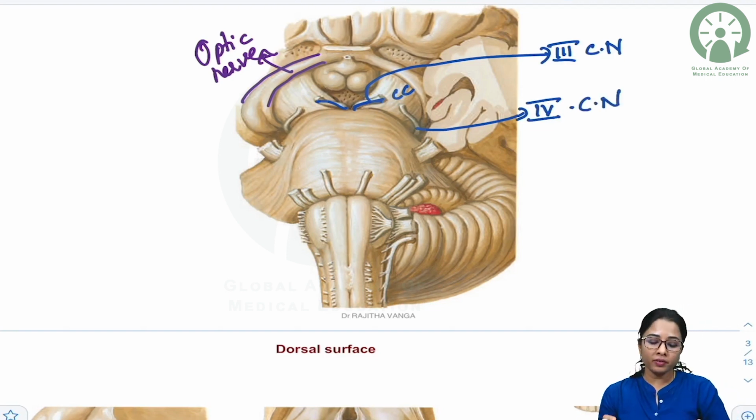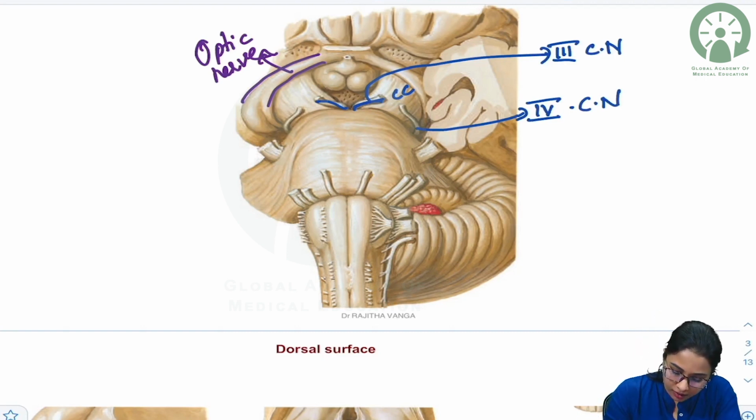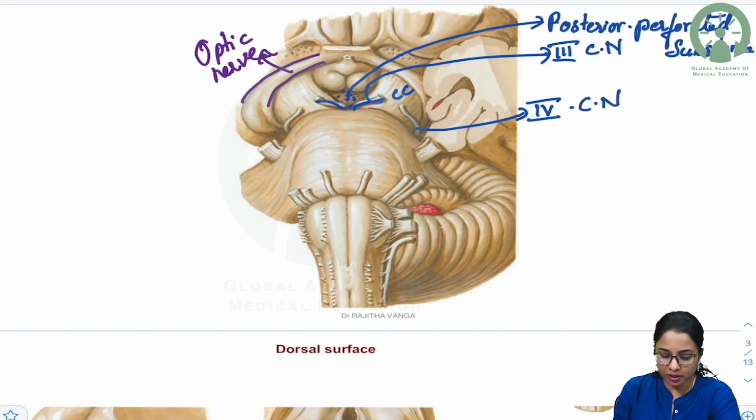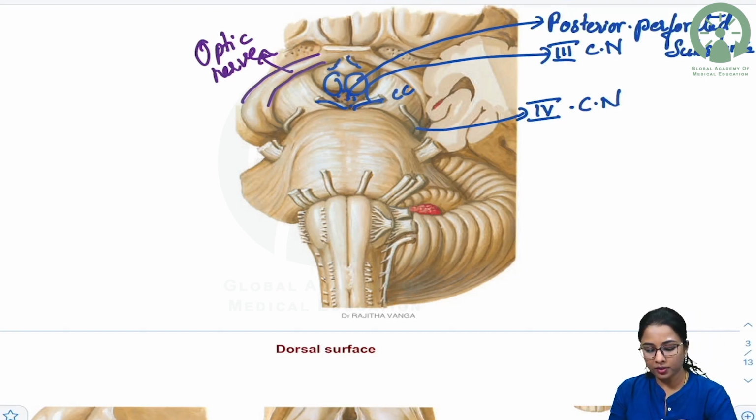and the gap between the crura cerebri is called the interpeduncular fossa. Within the floor of the interpeduncular fossa we can appreciate some dots which make up the posterior perforated substance. We can also appreciate the mammillary bodies, which are parts of the hypothalamus, and the tuber cinereum continuing as the stalk of the pituitary gland.